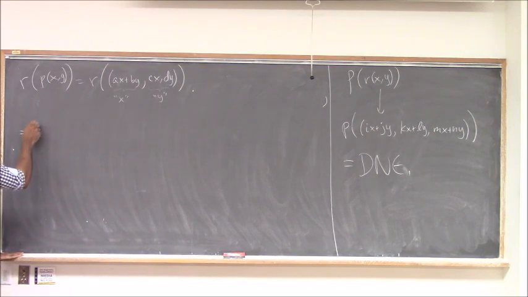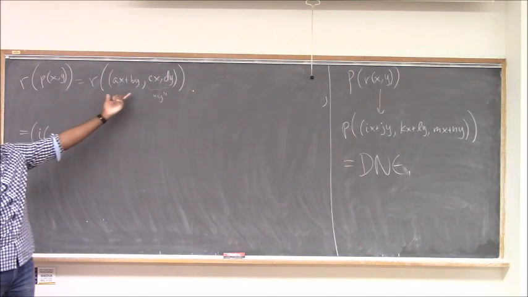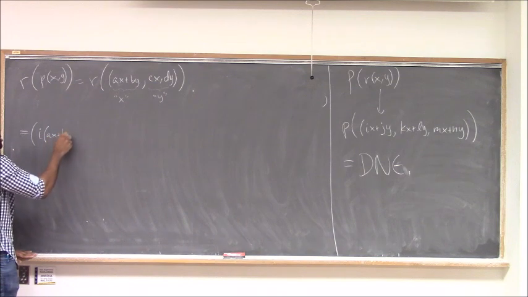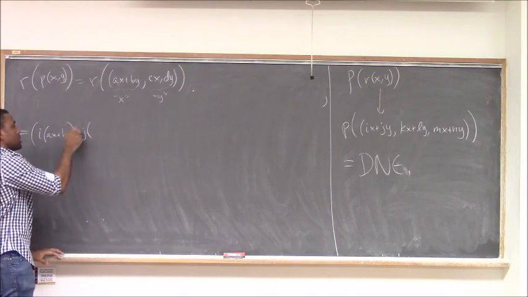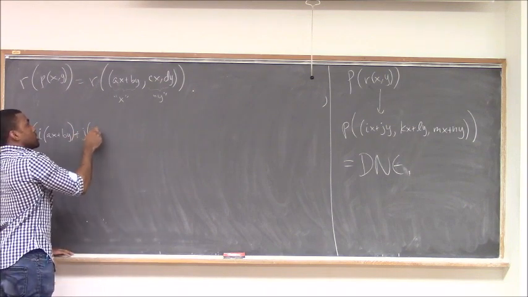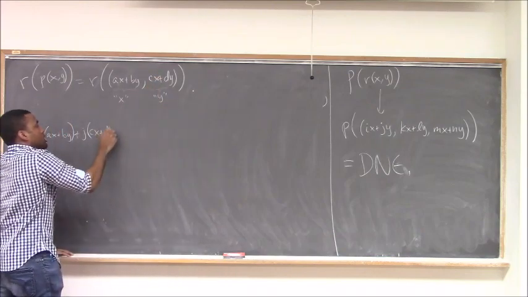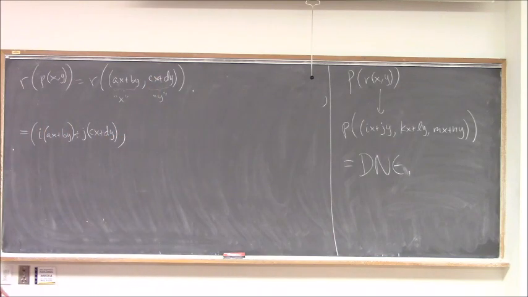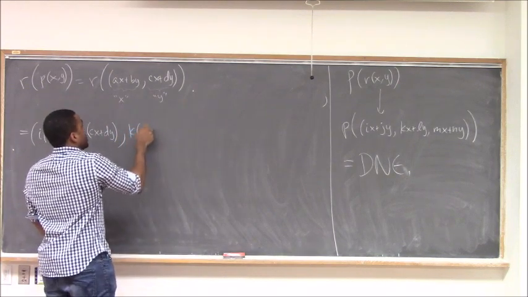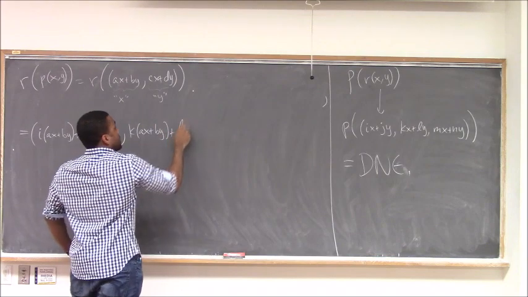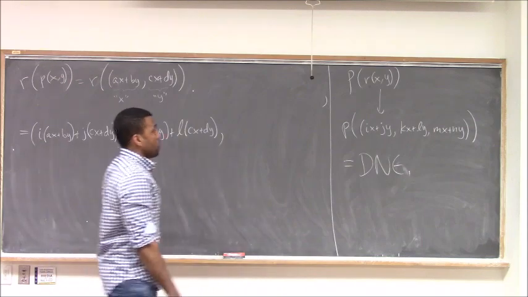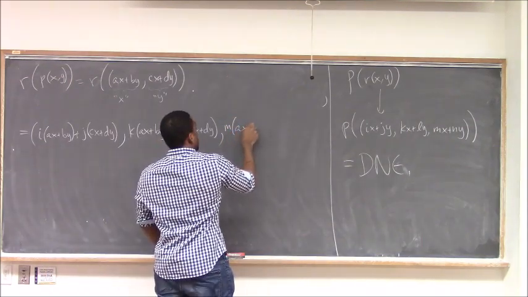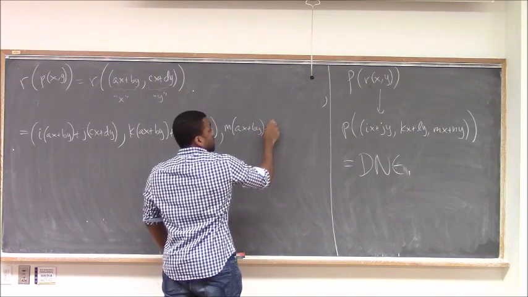So now r looks like i times the x, but now this is my x, plus j times the y, so plus, that's going to be cx plus dy, comma, k times the x plus l times the y, comma, m times the x plus n times the y.